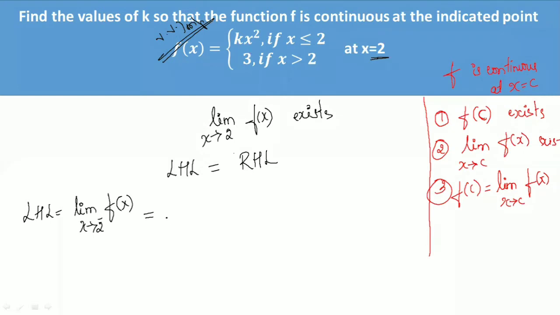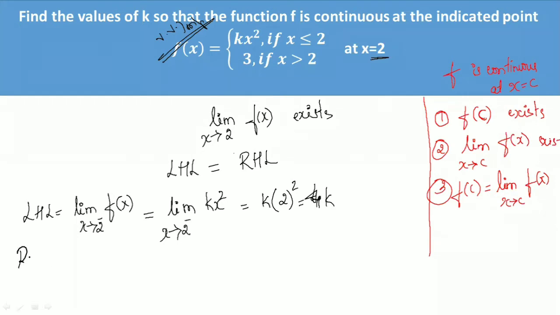So in place of f of x, put kx square. That is, limit of kx square as x tends to 2 from the left. Now put the value 2 wherever you have x, because we are finding the approximate value, which is nothing but k into 2 square, which is 4k. Okay, we have found the left hand limit.